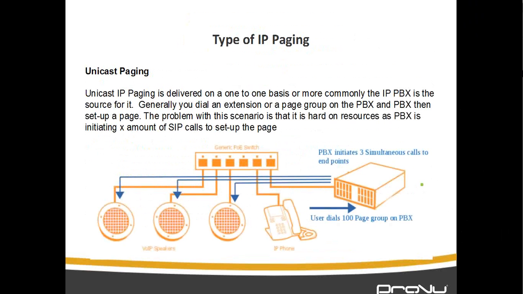The PBX then initiates calls to the endpoints. In the diagram you can see 3 endpoint speakers, but in a medium to small size organization, it could be quite a lot, even 10 or 20. So if you make a page from the PBX, it will be making 3 to 10 to 20 concurrent calls. And that is really hard on resources, because you're utilizing all the concurrent calls and network resources. So although it will work, there are some fundamental problems with this solution.